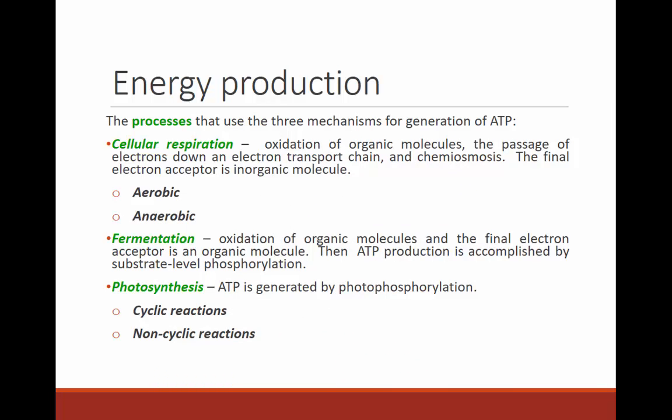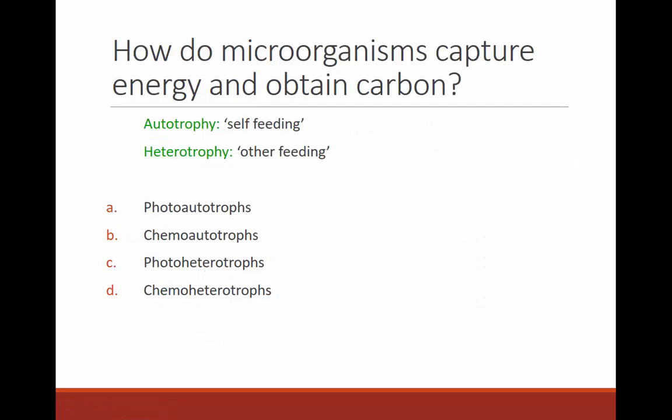Happy enough? Yes, okay. So the processes that use the 3 mechanisms for generation of ATP, we've got cellular respiration, fermentation and photosynthesis. The cellular respiration, as I said, could be aerobic or anaerobic, so using oxygen or without oxygen. And the fermentation, so you've got oxidation of those organic molecules, and then ATP production by that substrate level phosphorylation. And then photosynthesis, so we've got that light energy, and they can be cyclic or non-cyclic reactions as well.